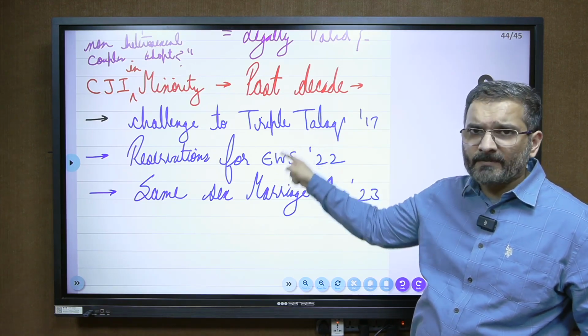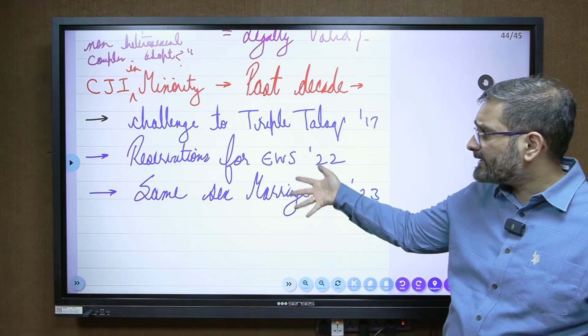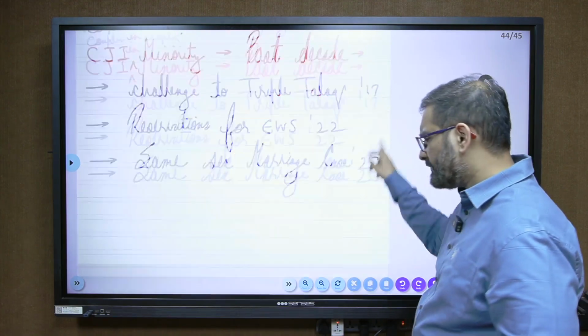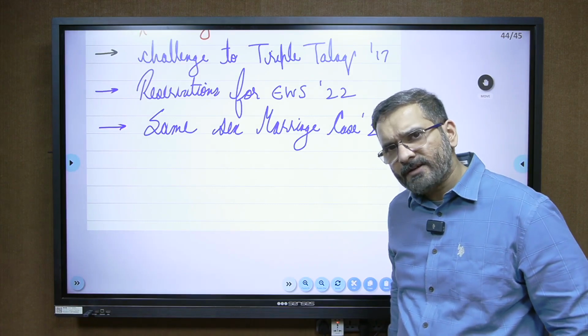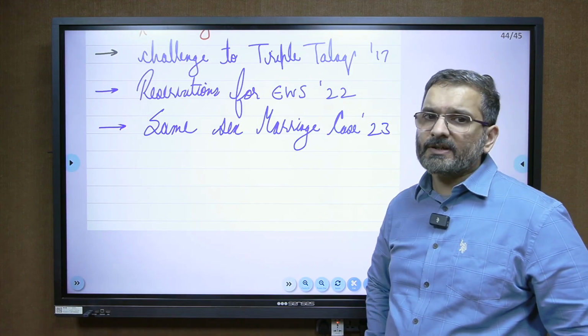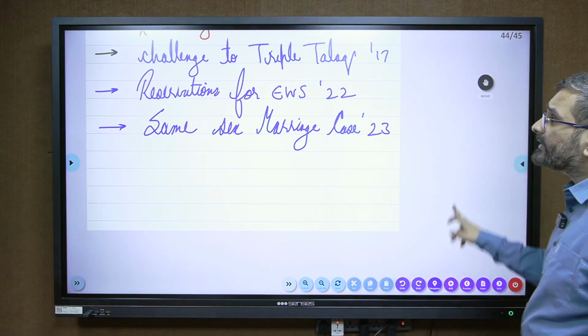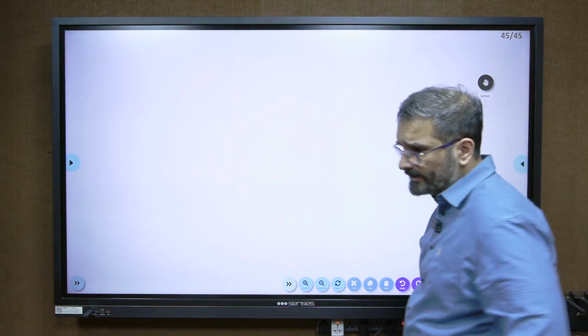Homework: the names of all three. The same sex marriage case which we are discussing, make a list of the names of all three at your end. Especially Reservation for EWS, 103rd Constitution Amendment. I'm talking about the case law name. Was it Janhit Abhiyan? Think about it. What did the 101st amendment do? GST, all of that stuff. And in 13 cases in the past decade the CJI has been in the minority, including the present one.